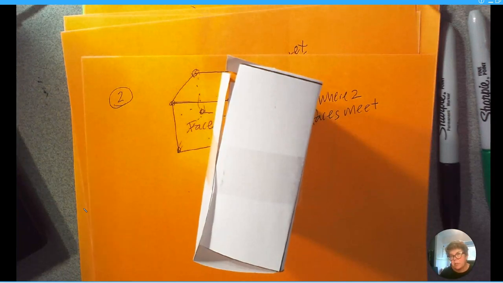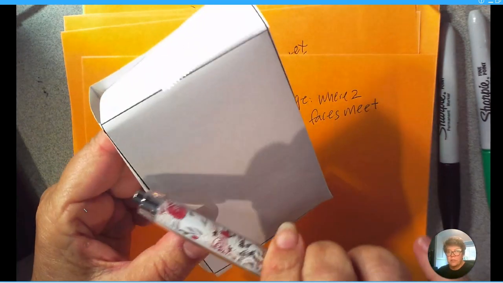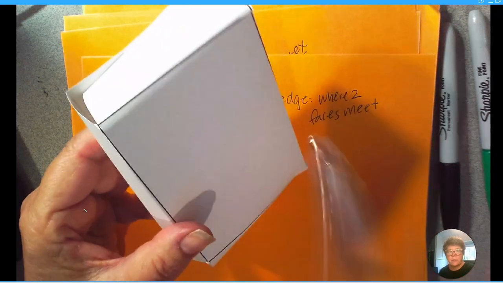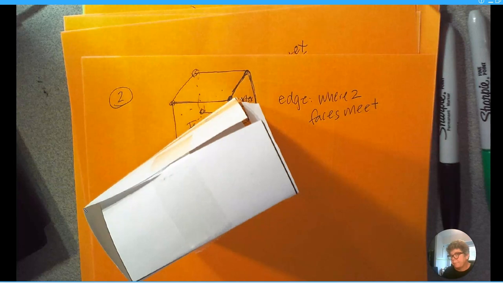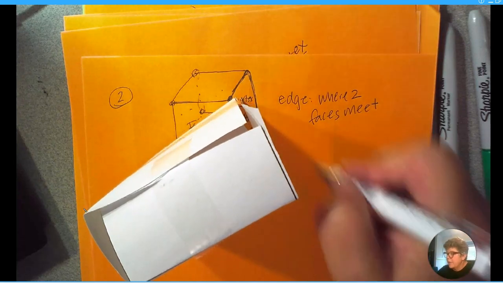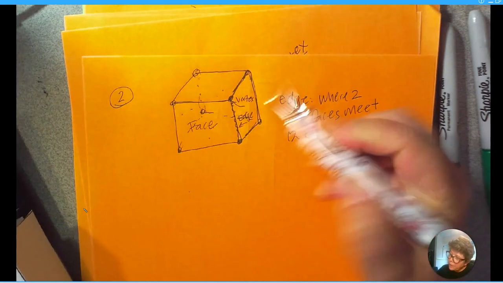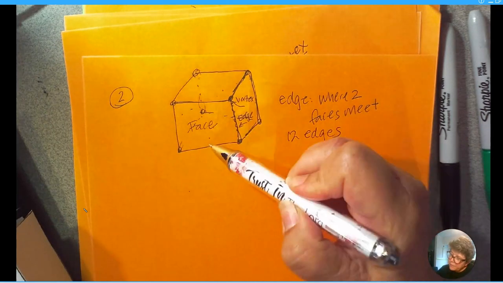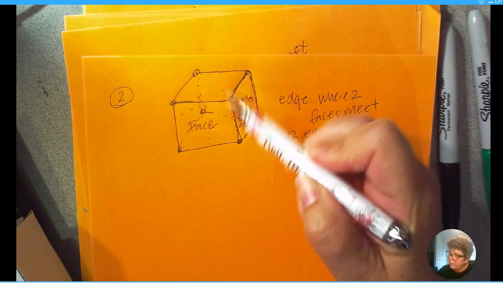How many edges do we have? So count up all of your edges. You could count them here. You could count them on your picture. How many edges do you have all together? You have 12 edges, right? 1, 2, 3, 4, 5, 6, 7, 8, 9, 10, 11, 12 edges.